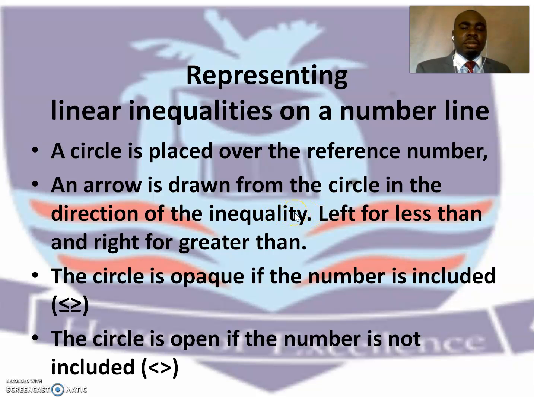So if your circle is on 2 and your sign is less than, you will draw an arrow facing the left, that's towards 0, 1, minus 1, minus 2. But if you are dealing with greater than, your arrow is going to be pointing towards the right, that is towards 3, 4, 5, the numbers that are greater than that number 2. You shade your circles if your number is included. That's when you are using the less than or equal to and greater than or equal to signs. The circle should be shaded, but the circle should not be shaded when you are using the less than and greater than signs.